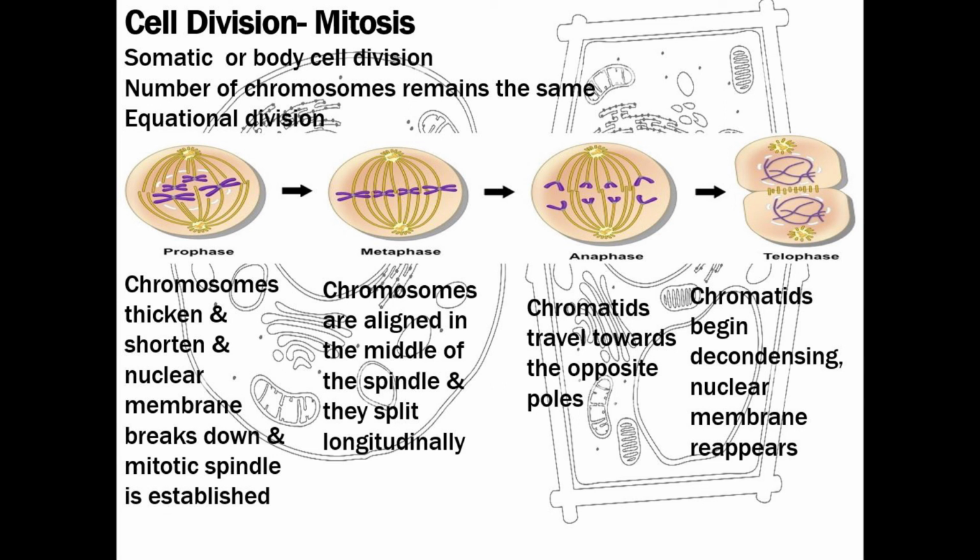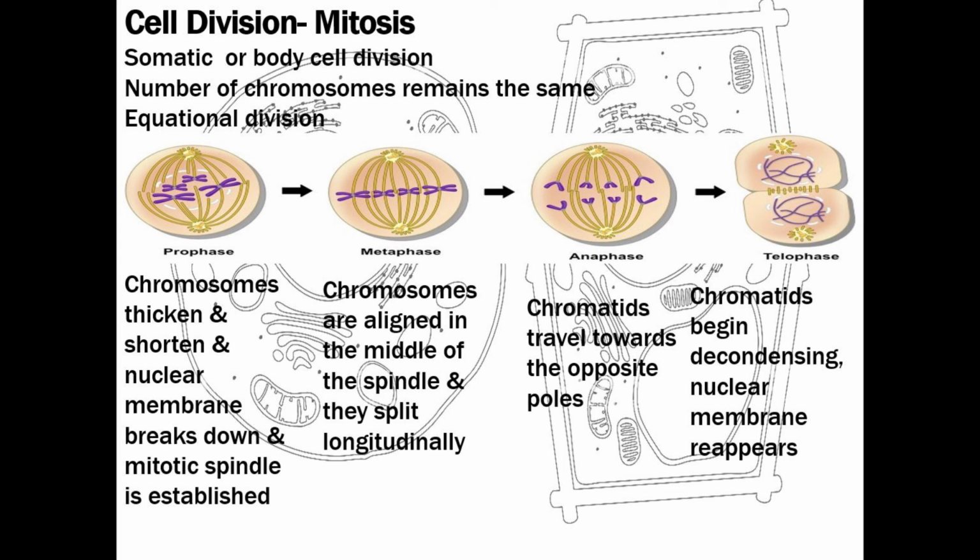The second phase is metaphase. What happens in this phase? Chromosomes are aligned in the middle of the spindle and they split longitudinally. Now look at the process of this metaphase. You can see that some kind of line has been drawn over here, and the chromosomes are aligned along it in the middle of the spindle, and they are ready to break. In anaphase, what happens?